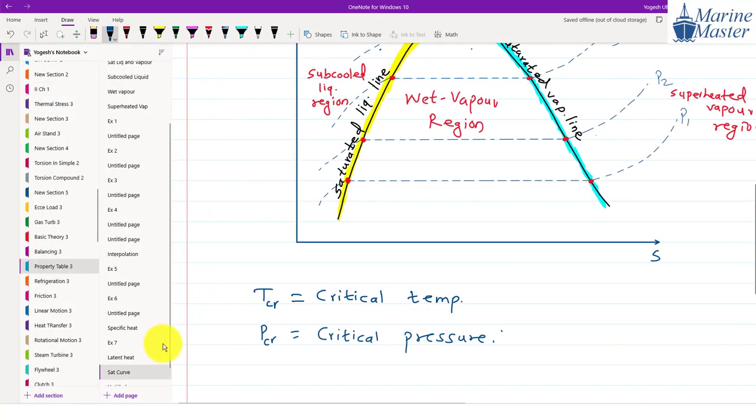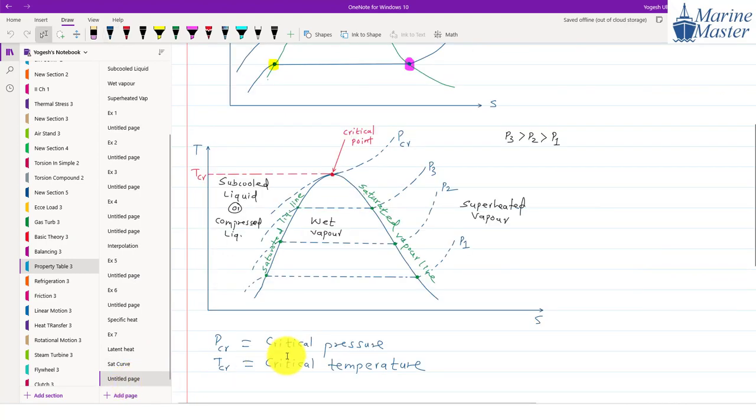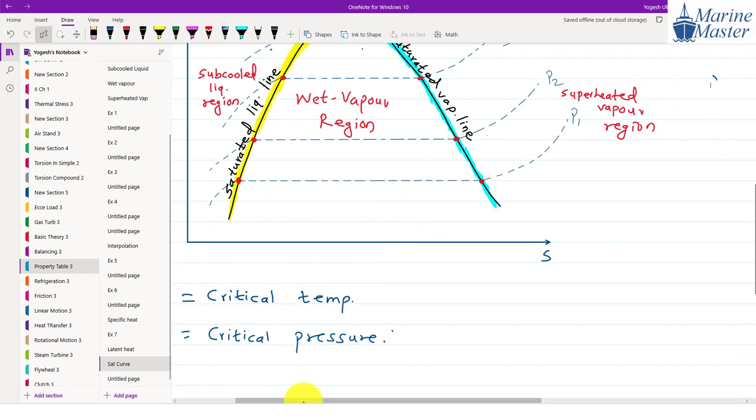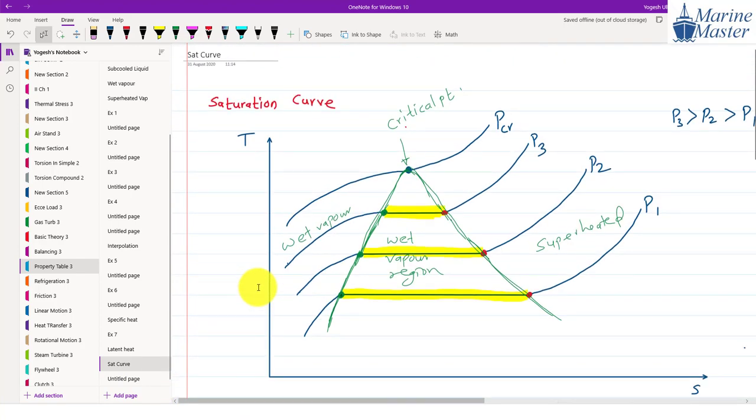So in this way, we completed our property table discussion. If you have any doubt, feel free to ask me, put me a message, and I can answer your doubt. So that's for now for this lecture.